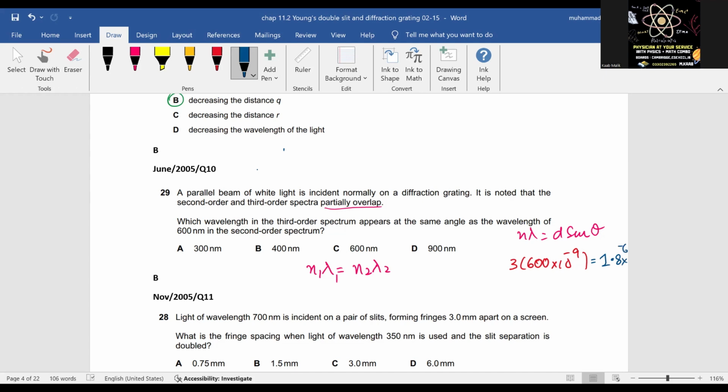If I take the second order of the other light and match it with 300 nanometer, or 400, or 600, or 900, then if the answer matches, fine, that will be your answer. If it doesn't match, then I have to switch the orders. But there should be an easy way. Which wavelength in the third order?